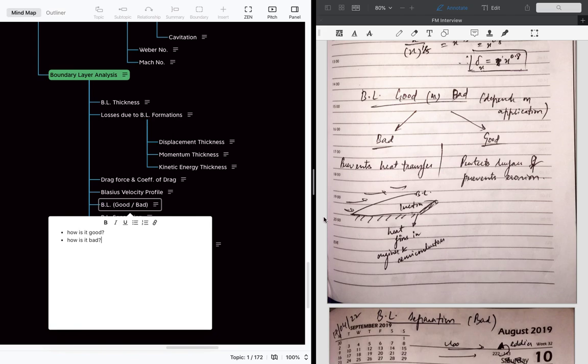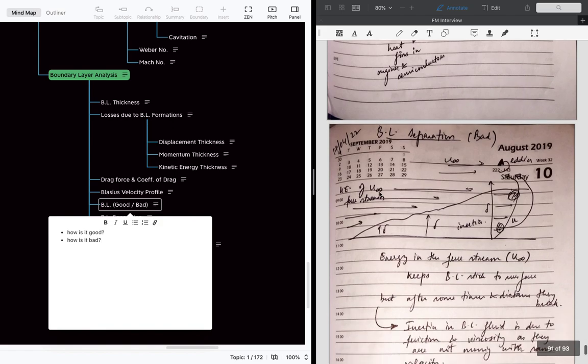What happens is that if the flow is happening like this over the plate, due to the boundary layer, the heat doesn't get transferred outside. That means it reduces the heat transferring effect. But it is good because it protects the surface from erosion. It is good in that particular case.